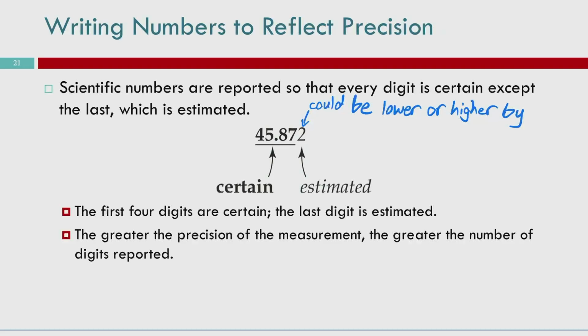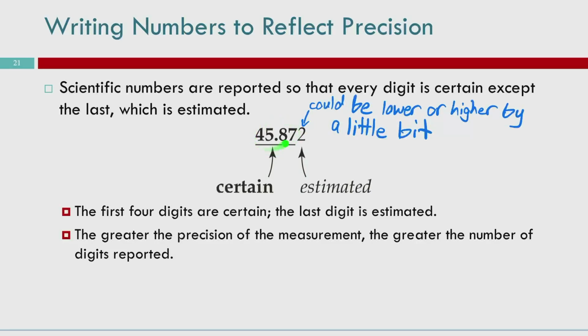So in this 45.872, that 2 at the end could be slightly higher than 2. Maybe there's a 1 after it in reality, like that's the actual measurement. It could also be that it's actually 1.9 or something, or 1.8 or 1.7. But it's close enough to that 2 that we rounded it up, we rounded it down. In some instances, our measurements just aren't precise enough to say it's for certain this number. And we'll see how this plays out in lab this week.